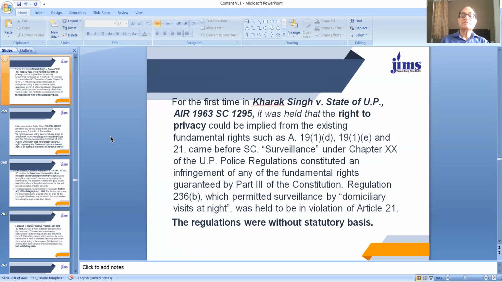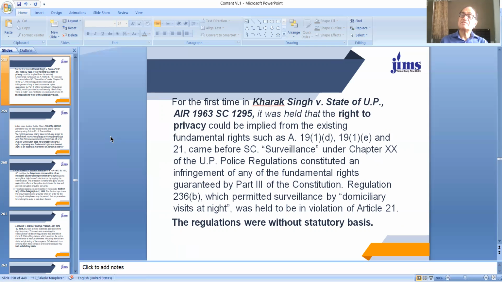So far as the right to privacy is concerned, for the first time, the Supreme Court in Kharak Singh versus State of UP acknowledged this right to privacy. And it was held that the right to privacy could be implied from existing fundamental rights given in Article 19(1)(d), 19(1)(e), and 21. In this case, the UP Police Regulations, Regulation number 236B, permitted the police officers to visit the residences of known criminals in order to make sure whether they are at home or they had gone out for committing some offenses. So the police was authorized to make domiciliary visits during the night at the residences of known criminals.